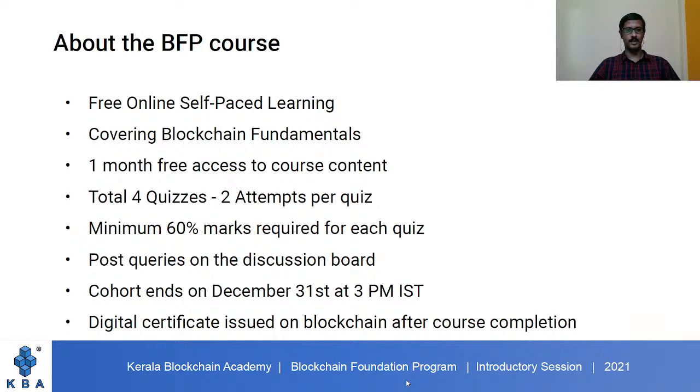You can post queries on the discussion board and you can answer among yourself, or we will answer it for you. The cohort ends on December 1st at 3 p.m. IST. The digital certificate will be issued on the blockchain after the course completion. You will get the certificate if you pass all the quizzes with minimum 60% mark. After December 31st, you will receive the digital certificate to your mail.